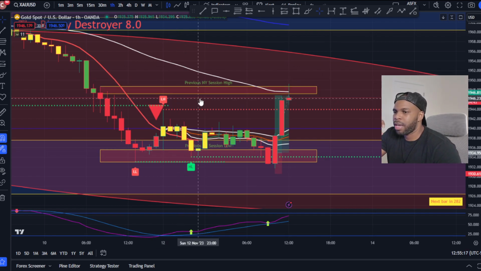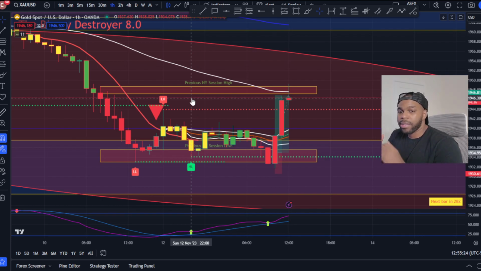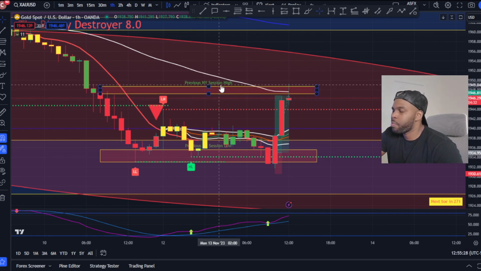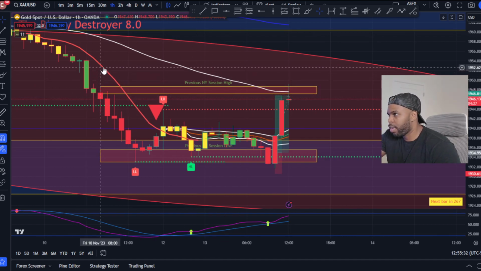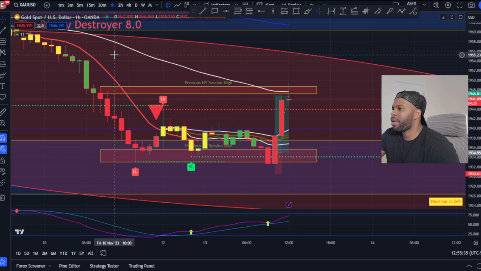So I look at the higher time frame, see what type of movement we are doing. Are we going in the uptrend? Are we making higher highs, higher lows? Are we making lower highs and lower lows? I determine that on the higher time frame, and then I break it down to the 1 hour. I draw my zones, and then I actually trade on the 5 minute chart. That's when I actually take my entries.